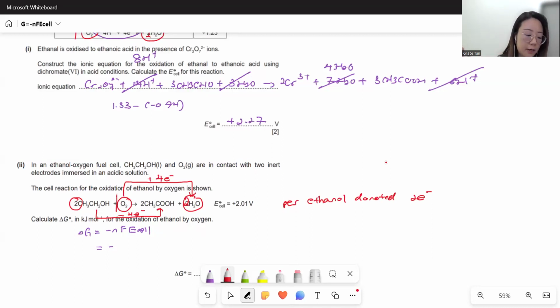But for the complete reaction, 4 electrons were being donated by 2 ethanol, and the 4 electrons were completely received by 1 mole of oxygen. So what is the total number of moles of electrons involved? The answer here is 4. Then 96500, and then you multiply with the E-cell given, which is 2.01. What is the calculated answer?